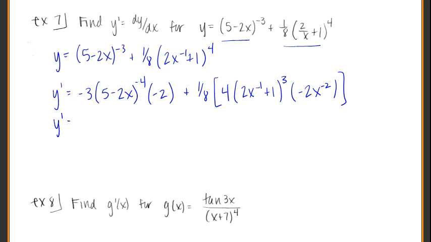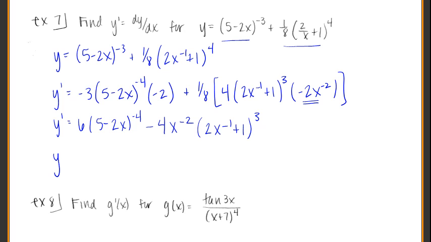So we have y prime equal to 6 times (5 minus 2x) to the negative 4. Let's see, 1/8 times 4 is 1/2, and 1/2 times negative 2 would be negative 1. Kind of bringing this more to the front, if y'all were wondering what I'm doing there. And then times (2x to the negative 1 plus 1) cubed. Okay, and then just to finish this up, there's no way that I'm going to have common bases to be able to add or work any terms together.